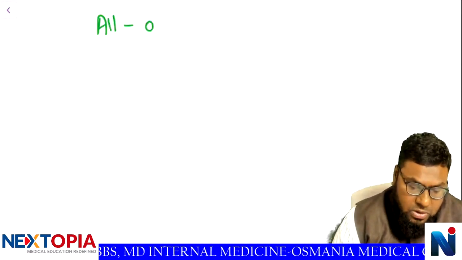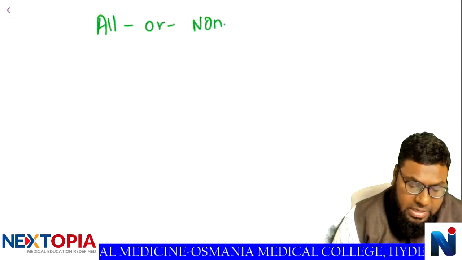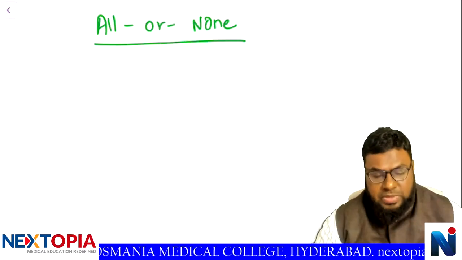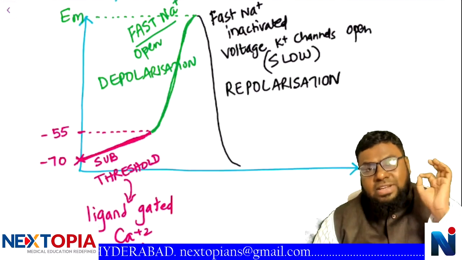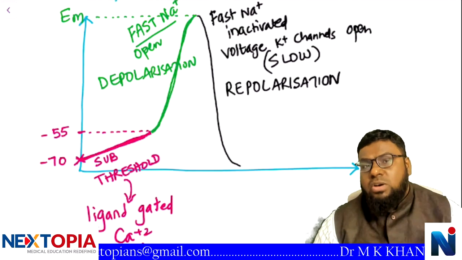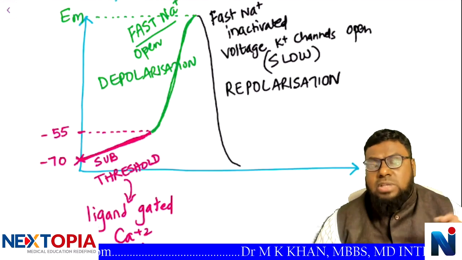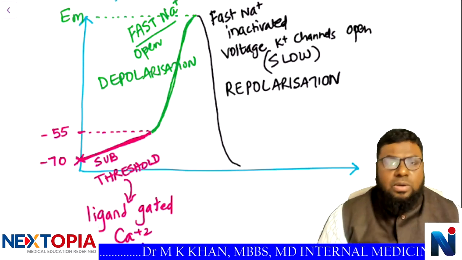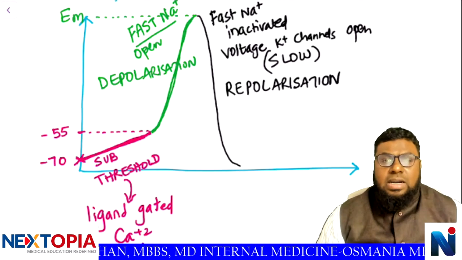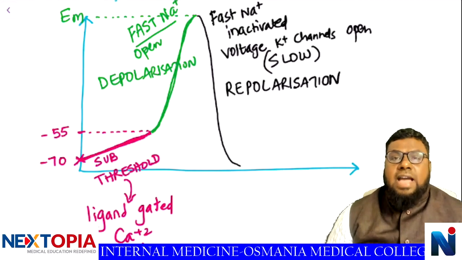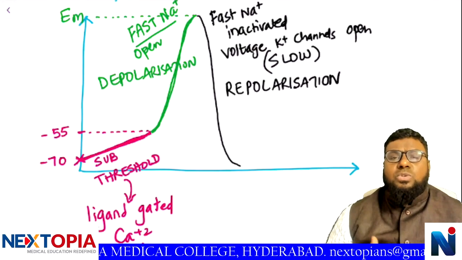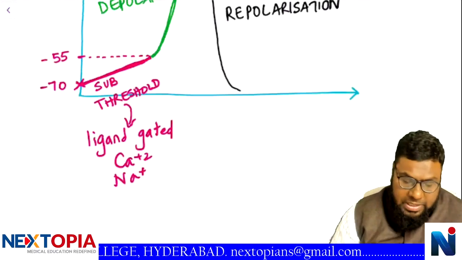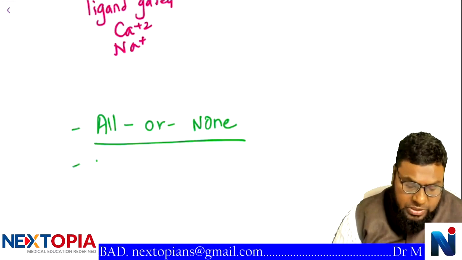All or none law. What does that mean? If threshold is reached, definitely action potential will occur. If the threshold is not reached, no amount of time you give subthreshold stimuli, the action potential is not able to generate. All right. Under normal conditions, the action potential regenerates itself as it moves down the axon. Hence, this property is called as propagation of action potential.